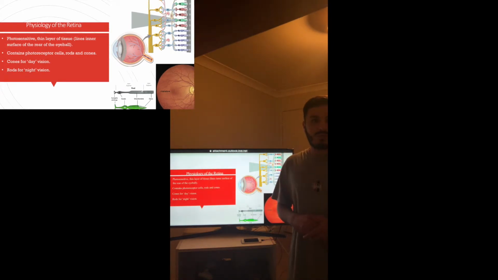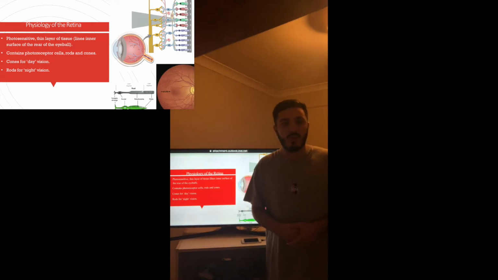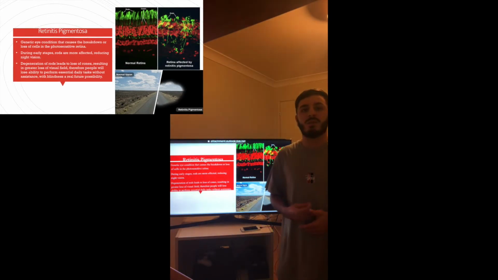Rod photoreceptors, on the other hand, function best in low light due to their high sensitivity and are responsible for detecting motion and provide black and white vision, also referred to as night vision. They are also scattered throughout the retina. So there's a long list of problems associated with the retina, one of which is retinitis pigmentosa.